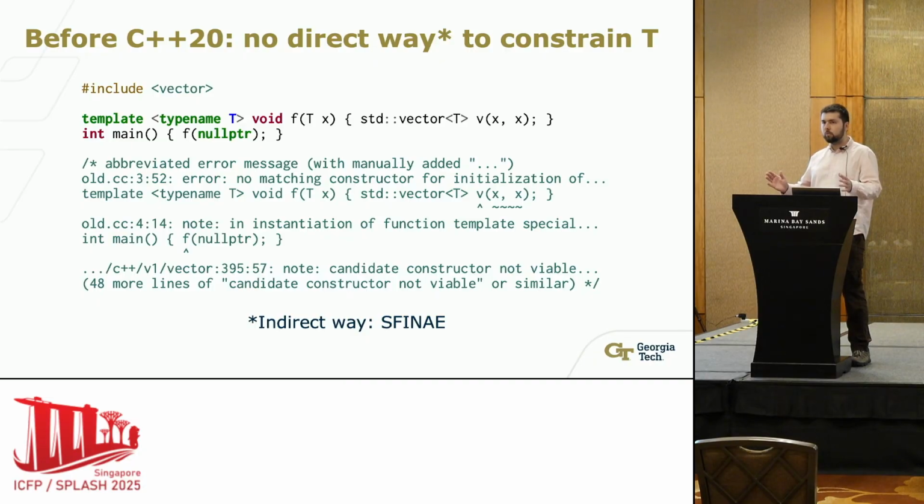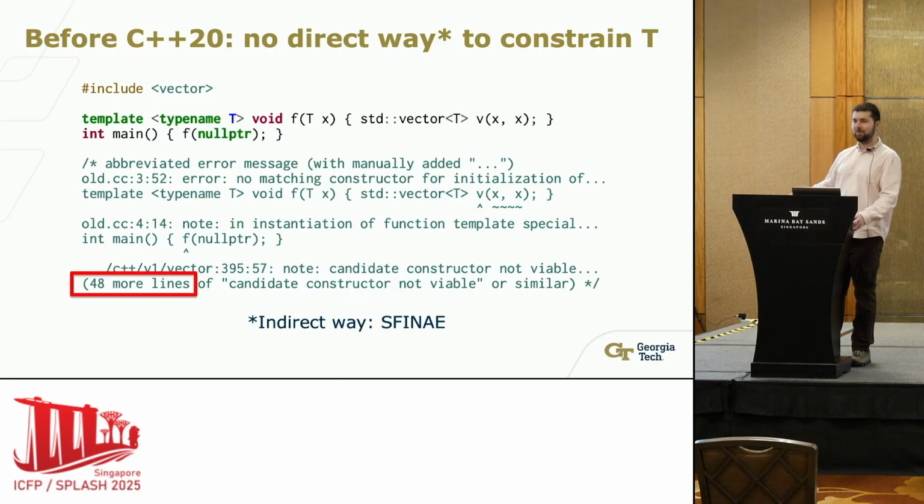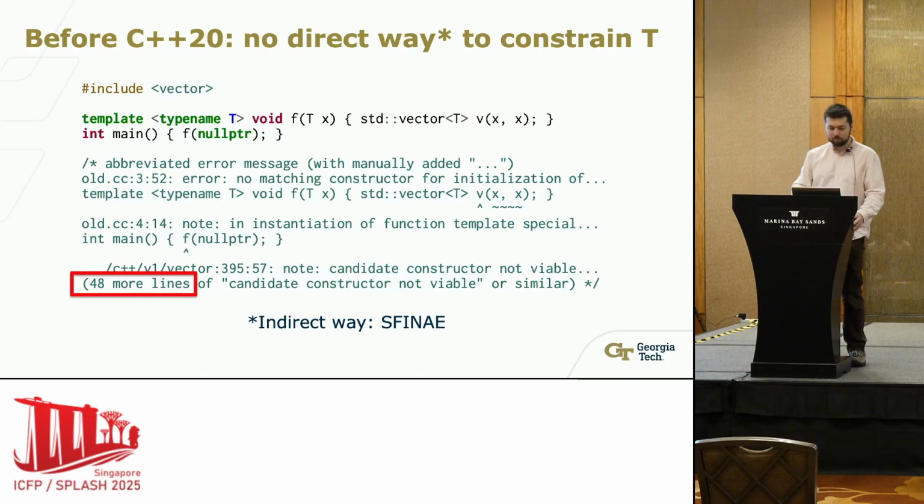Unfortunately, if we call a function with a type that doesn't fit the type parameter that we expect, we get a very long and unhelpful error message. Here, if we call f with a null pointer, we get an error message that says there's no matching constructor found. It's difficult to determine what went wrong based on this error message, and it goes on for 48 more lines after this. So clearly, this is a problem.